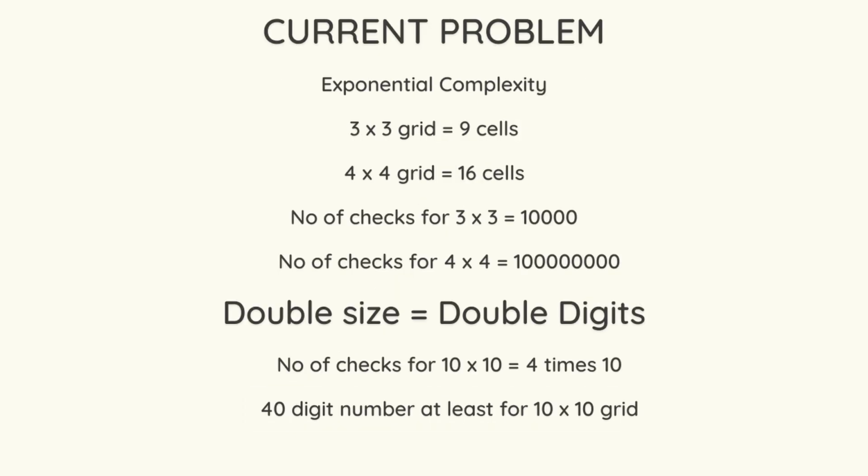However, our problem has an exponential complexity, where the number of digits increases with the total number of cells. For example, a 3x3 grid has 9 cells and a 4x4 grid has 16 cells. The number of digits doubles with double the amount of cells, resulting in the 100 billion checks mentioned earlier.